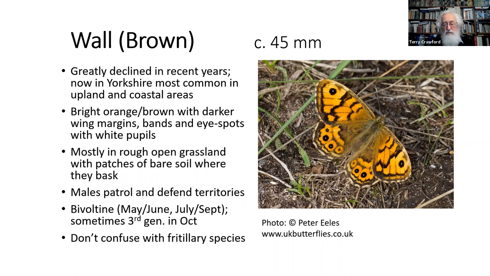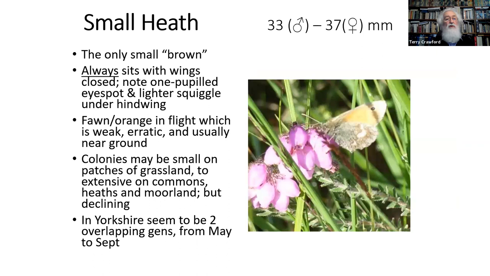Right, let's move on now to the small heath. This is another of the brown butterflies. It's the smallest, the only small brown butterfly we have in this country. It always rests with its wings closed, showing again an eye spot with one white pupil in it. It also has a squiggly sort of white patch running down the underside of the hind wing, but always sits with wings closed. It looks slightly browny orange in flight.